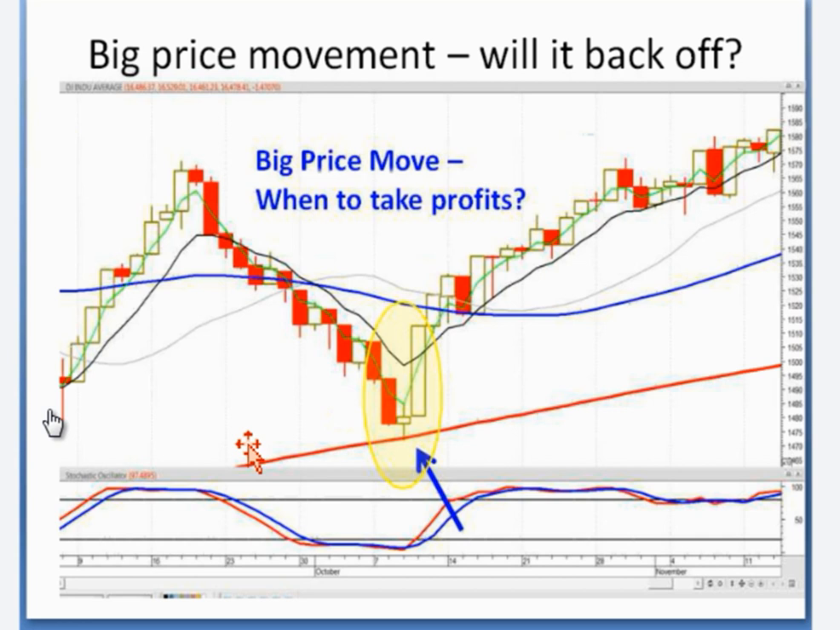Oh, it's the cross. I don't know how to get rid of that thing.